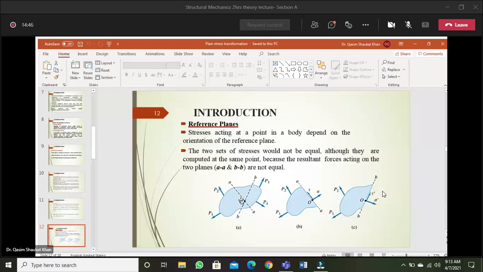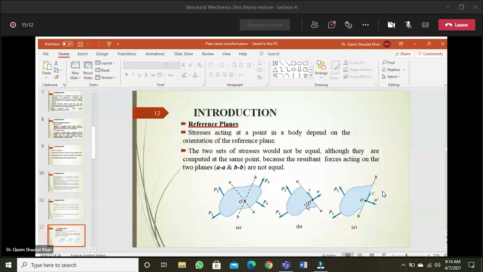They are computed at the point O. The two sets of stresses would not be equal, although they are computed at the same point, because the resultant forces acting on the two planes, plane AA and plane BB, will not be equal.